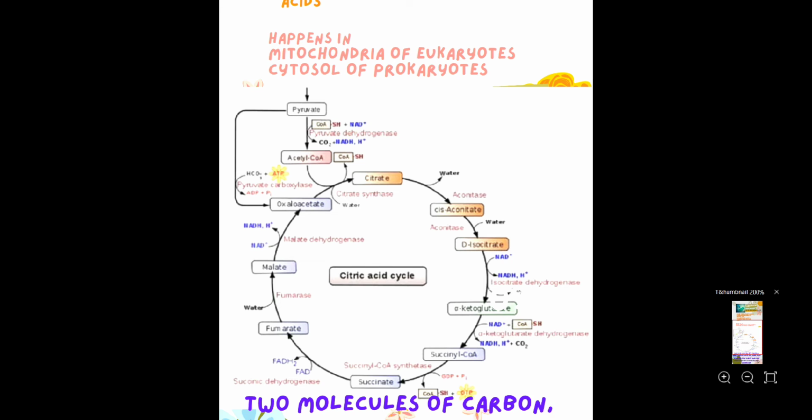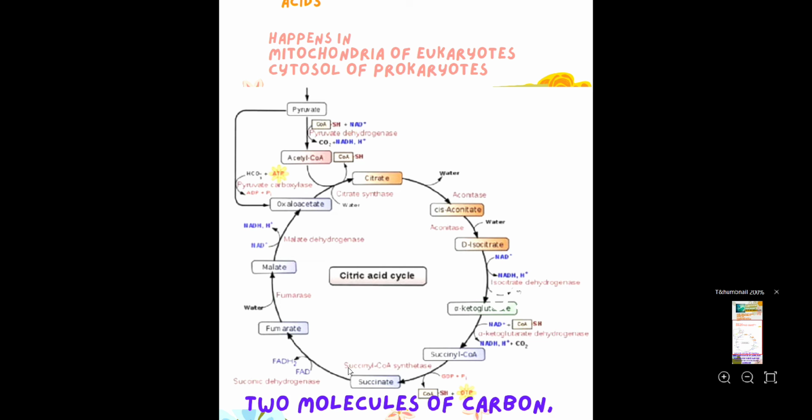The next step is succinyl-CoA is converted into succinate by the enzyme succinyl-CoA synthase. In this reaction, a molecule of GTP is produced. After that, succinate is converted into fumarate by the enzyme succinate dehydrogenase.